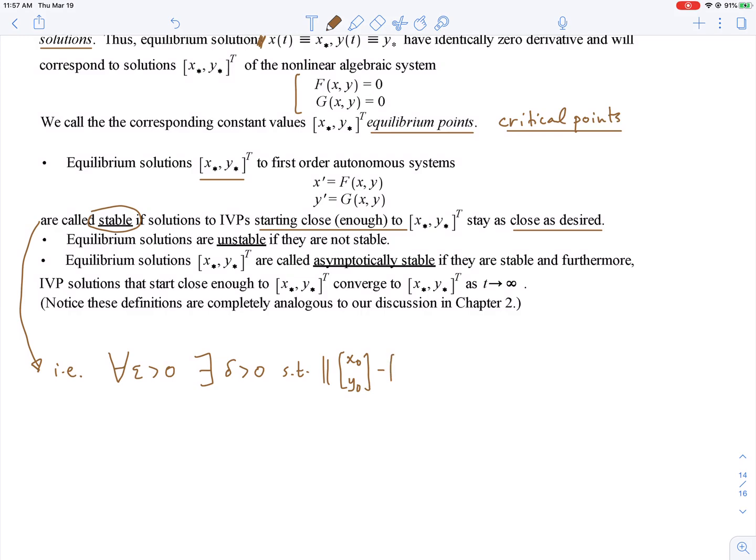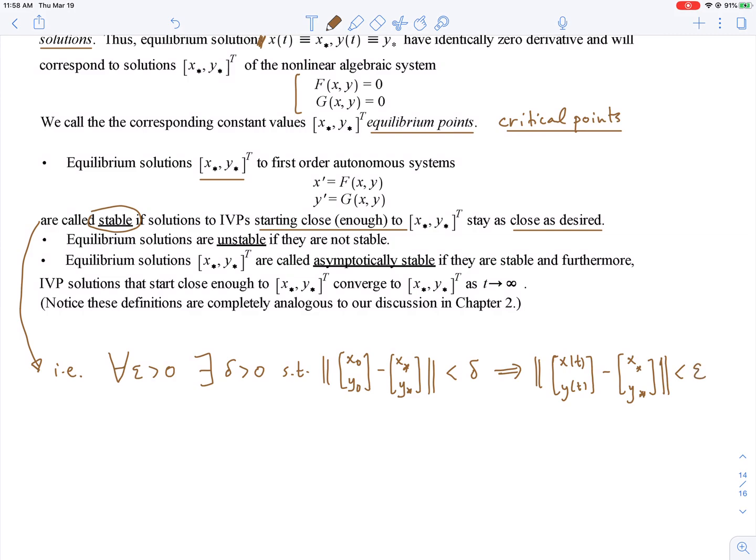to the equilibrium solution, the critical point, x star, y star, which is the magnitude of the difference of the two position vectors, if that distance is less than delta, then that implies that for all later times, the distance from x of t, y of t to x star, y star will always be less than that closest desired number, epsilon.